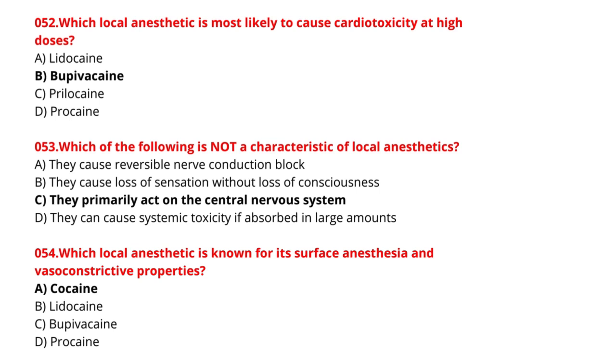053. Which of the following is not a characteristic of local anesthetics? A. They cause reversible nerve conduction block. B. They cause loss of sensation without loss of consciousness. C. They primarily act on the central nervous system. D. They can cause systemic toxicity if absorbed in large amounts. Answer is C. 054. Which local anesthetic is known for its surface anesthesia and vasoconstrictive properties? A. Cocaine. B. Lidocaine. C. Bupivacaine. D. Procaine. Answer is A.